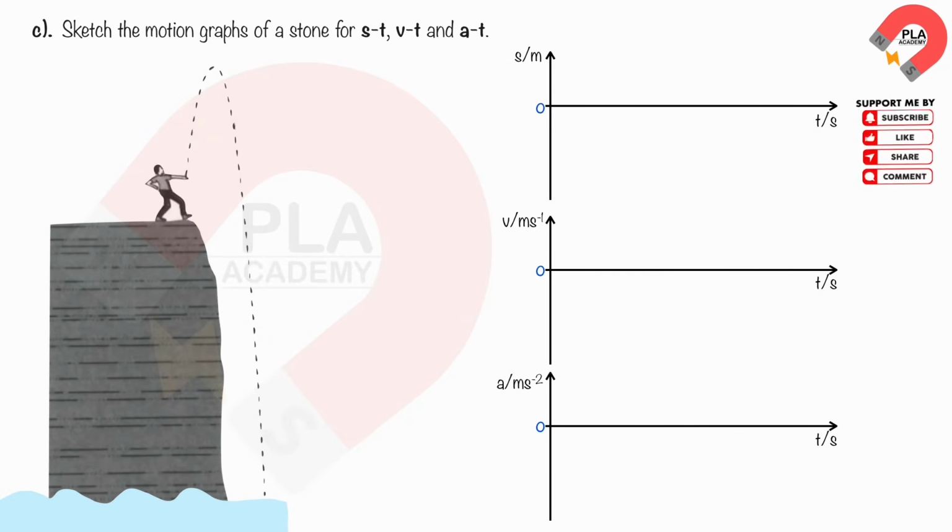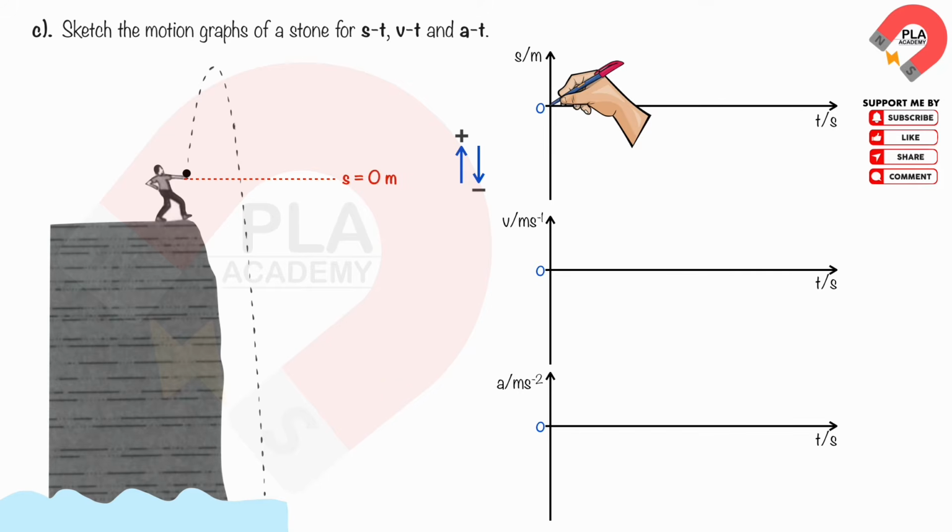C. Sketch the graphs of the stone's motion until it hits the sea: displacement-time, velocity-time and acceleration-time. We take going up as positive and going down as negative. At the start, the displacement, s, is 0. When the stone is thrown up, its displacement, s, increases until it reaches 1.8 meters upwards. So, we draw the displacement-time graph, like this. The graph is a curve with a decreasing gradient because its velocity is decreasing.